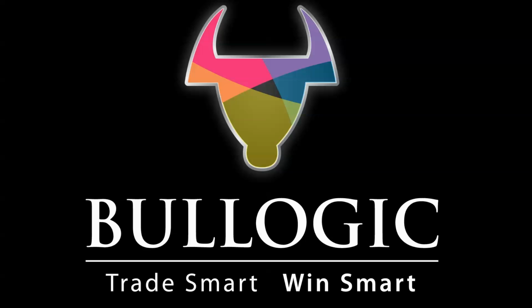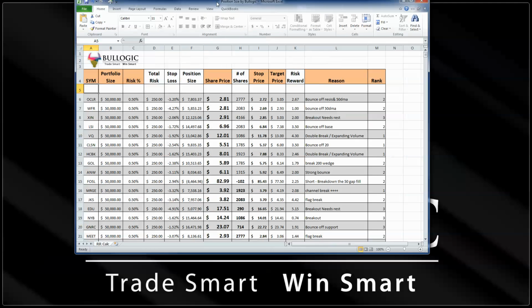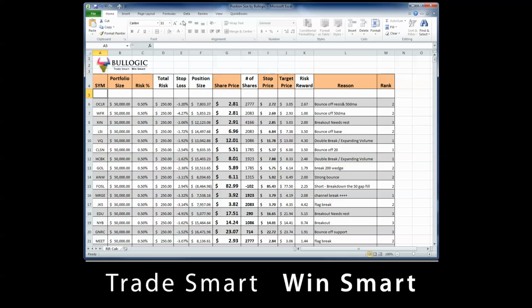So we use a little tool to help us determine position size for every trade that we get into. Here, let me show it to you. We call this our position sizer by Bullogic. We also refer to it as our risk reward calculator. And this is an invaluable tool.